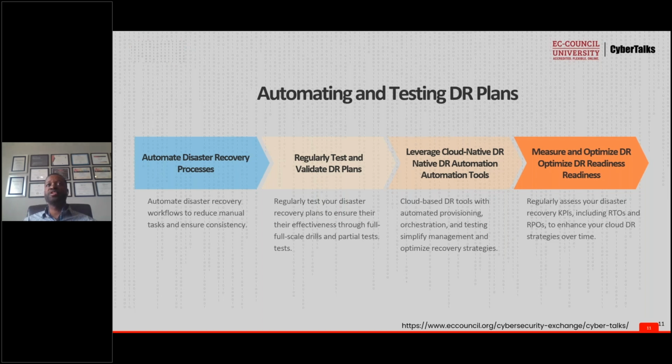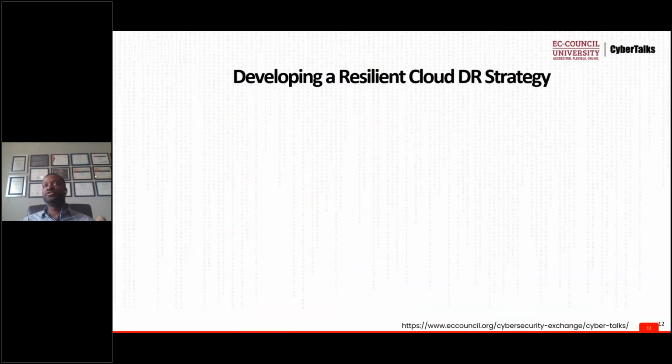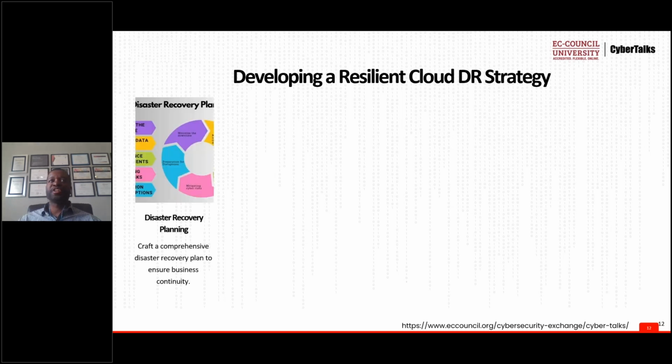To take your disaster recovery approach from functional to truly resilient, each element of your strategy needs to be intentional and interconnected. This slide will really get into the core components of building a resilient cloud DR strategy, covering everything from architecture and automation to compliance. We start the process with a comprehensive disaster recovery plan, as mentioned before.